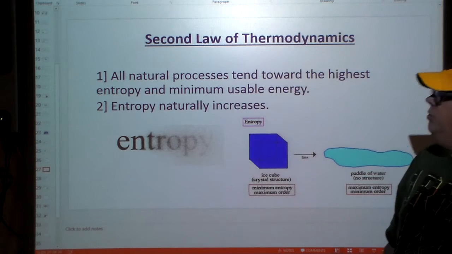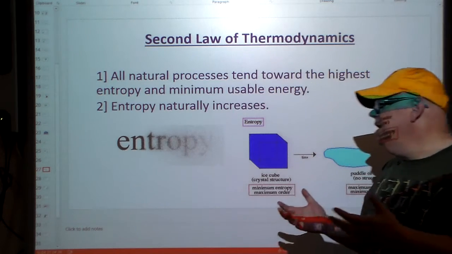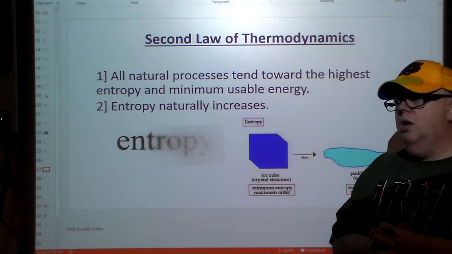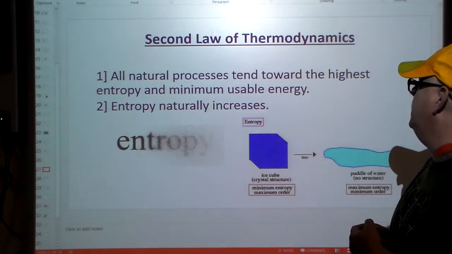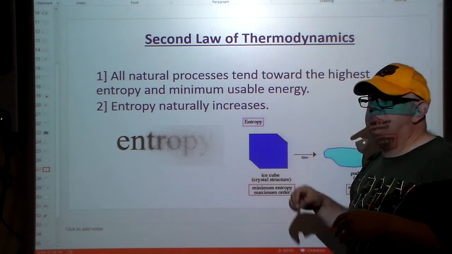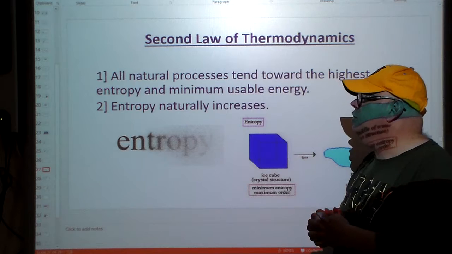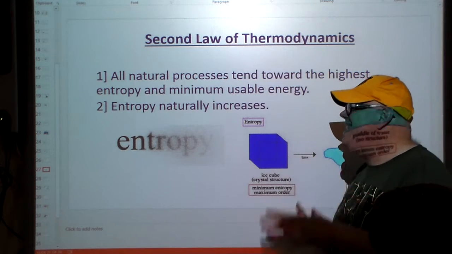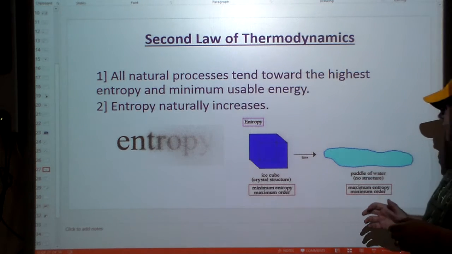Okay? Now the reality is entropy is an increase in the disorder of things. You are losing energy, you're losing organization. All natural processes tend toward the highest entropy, in other words, the least amount of order, and the minimum usable energy. And entropy naturally increases. Well, what do we mean if you think about it?